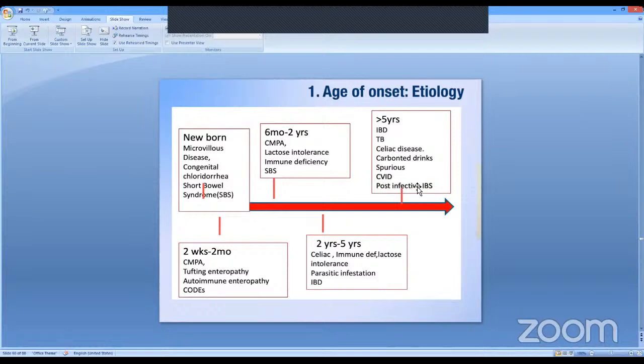This is also very important. We are getting now cases after recovering from COVID. We are getting diarrhea cases very often, and some say there may be some relation between this IBS and COVID infection also.